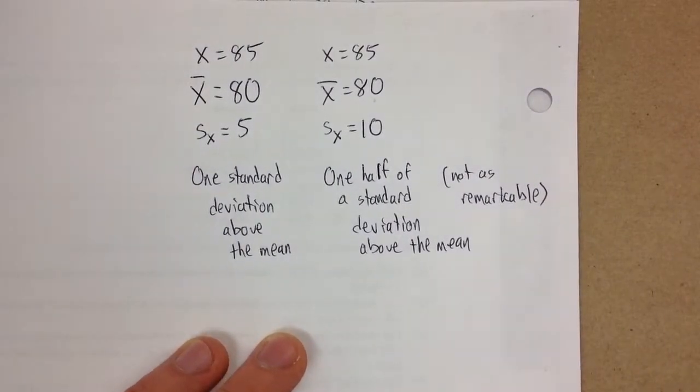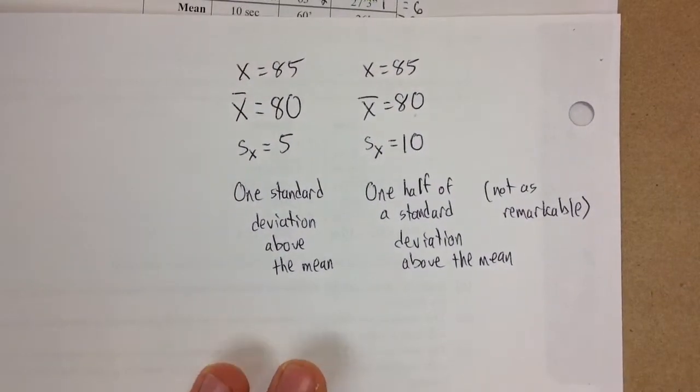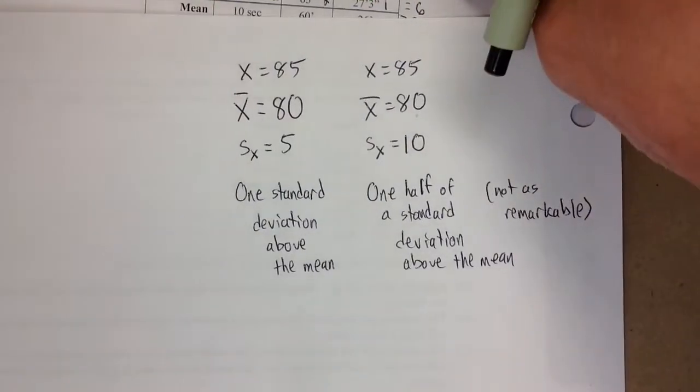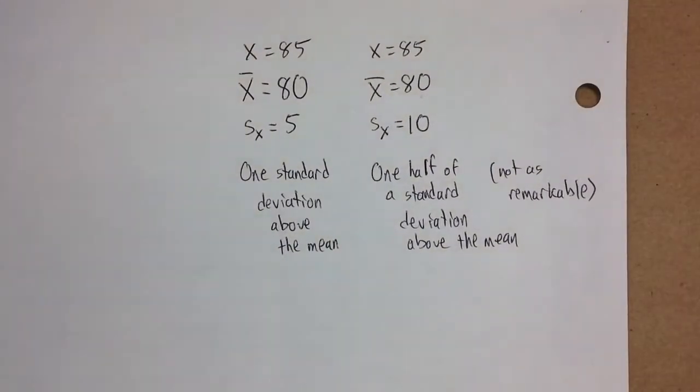Okay, yes? For the first thing, how is it 1 standard deviation above? Isn't it 80 plus 5, 85, and that's what the rest of them are? Oh, got it. So it's like the multiple of 5.